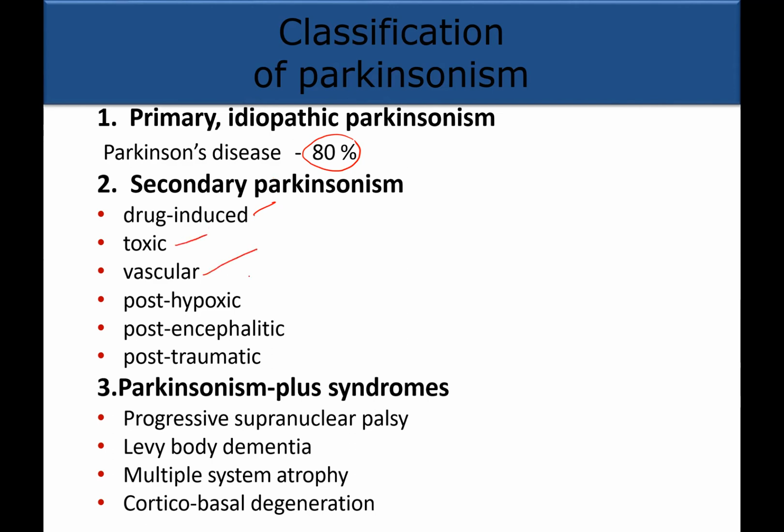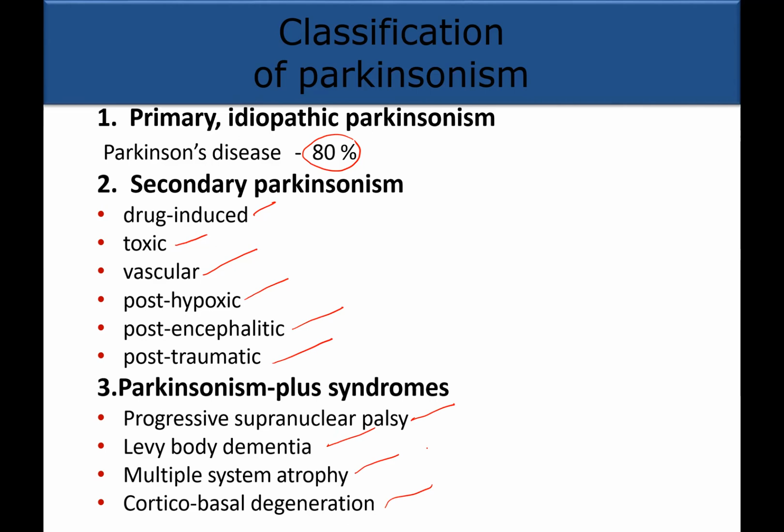Toxic, vascular, hypoxic, post-encephalitic, traumatic. There are what are called the Parkinsonism plus syndromes: progressive supranuclear palsy, Lewy body dementia, multiple system atrophy, corticobasal degeneration are the other rarer causes of Parkinsonism plus syndromes.